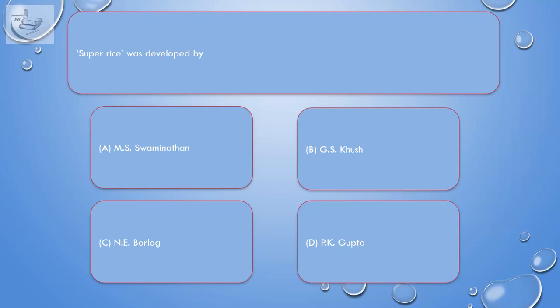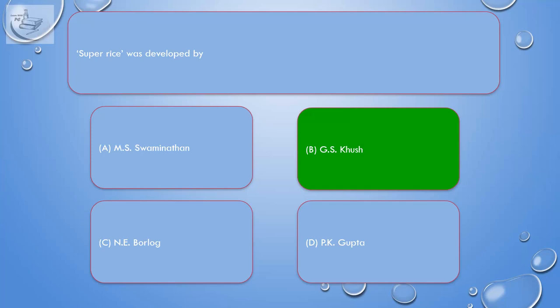Question: Super rice was developed by A. M. S. Swaminathan. B. G. S. Kush. C. N. E. Borlaug. D. P. K. Gupta. Correct answer is B. G. S. Kush.